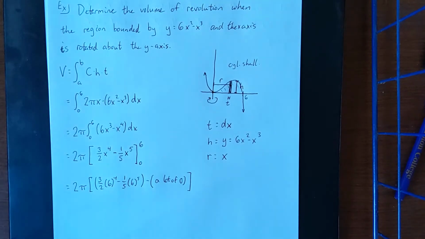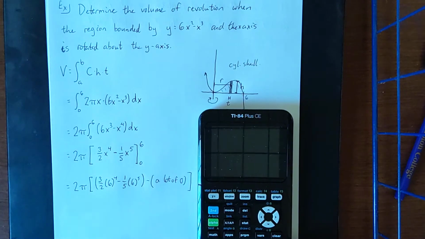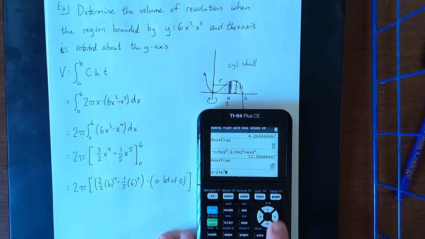Now, as fun as it looks to try to do this one by hand, I think I will turn to the calculator to help me out. So we'll start by doing 3 over 2 times 6 raised to the 4th power minus 1 over 5 times 6 raised to the 5th power.